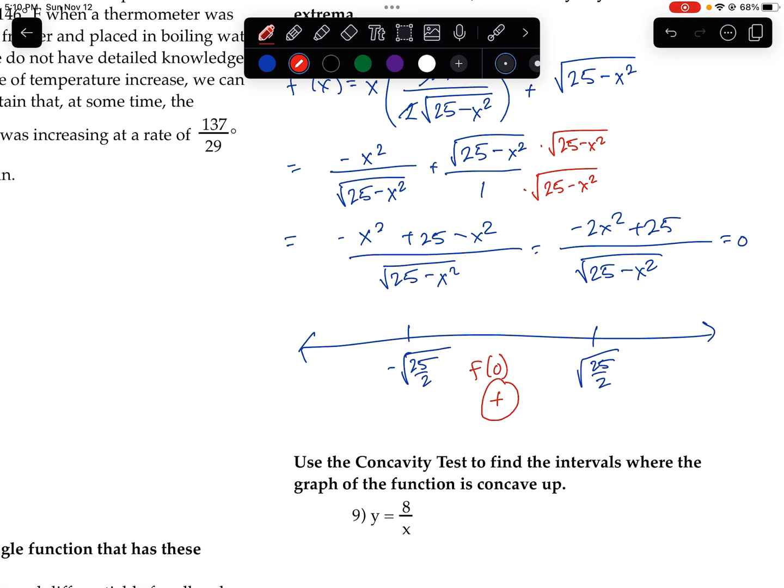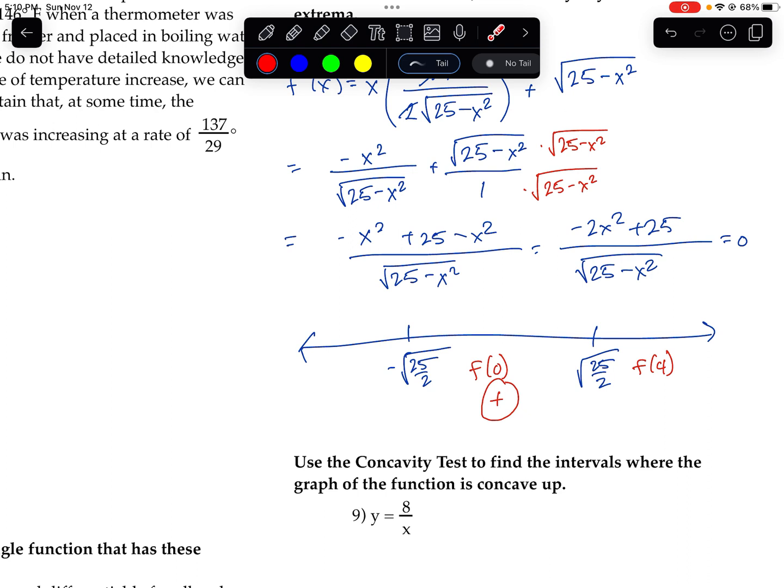And then we're going to check somewhere to the right. I can't go past 5, so maybe we do f prime of 4 or something like that. Because the square root of 25 is 5, and 5 divided by the square root of 2, yeah, 4 should be good. So if I plug in 4 here, that becomes 16, that becomes negative 32, so that's going to be negative on top, positive on the bottom.